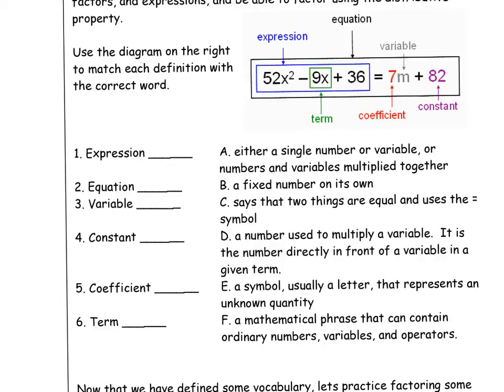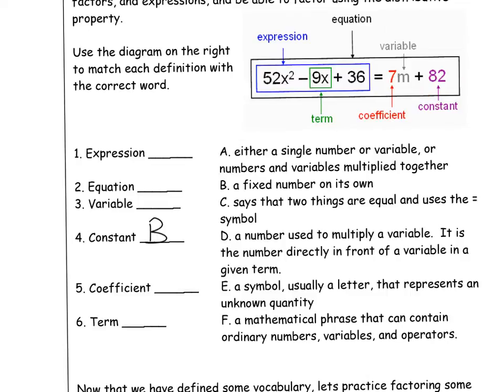Okay, so let's go to the first one, expression. Expression here looks like a whole bunch of terms. This is a minus sign and an adding sign, so they're added or subtracted together. So let's see if there's something that seems like that. A single number or variable, no. Multiplied together, no, that's not it. A fixed number on its own, no, that looks like that's going to be a constant. So we know that b is constant. We'll put that in there, because see how that's a number on its own.